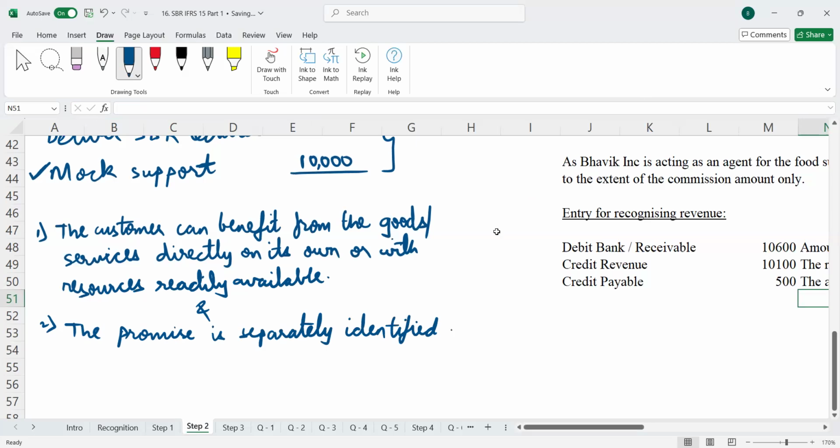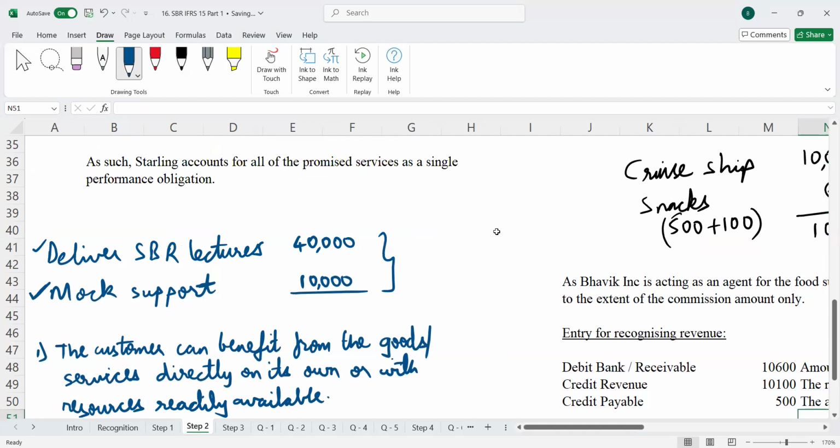Now let us try to understand what I am doing over here. I enter into a contract with you. I say that, okay, my price is 50,000, but I will be providing you both the SBR lectures and the mock support services. Here, I am not having any separate performance obligation. I am having only one performance obligation, that is delivering the SBR lectures. Mock support is the support service that I am providing. So in such a case, I have only one performance obligation, that is delivering lectures, and I will be recognizing my revenue on the basis of 50,000 only.